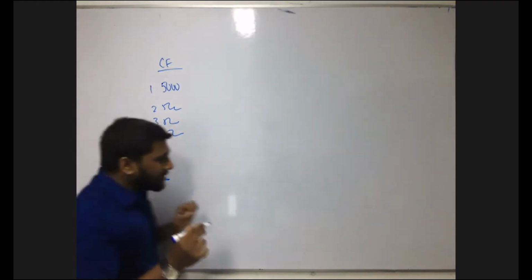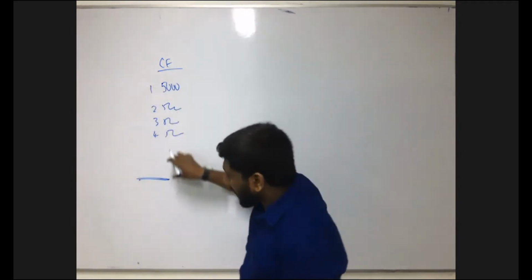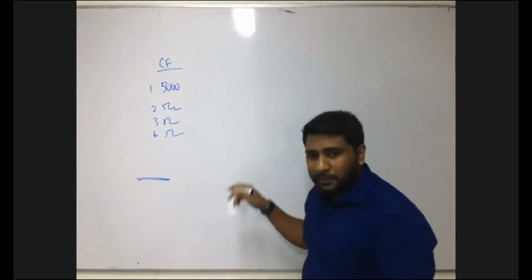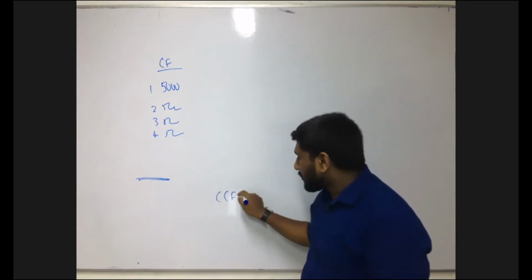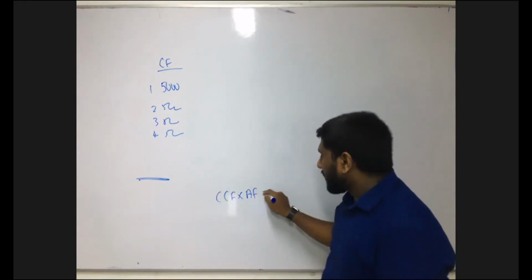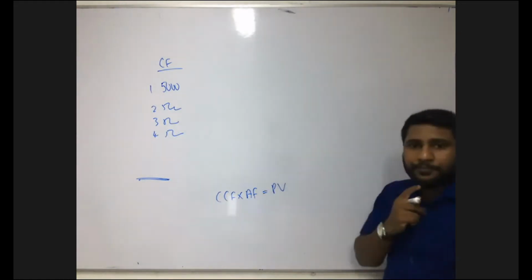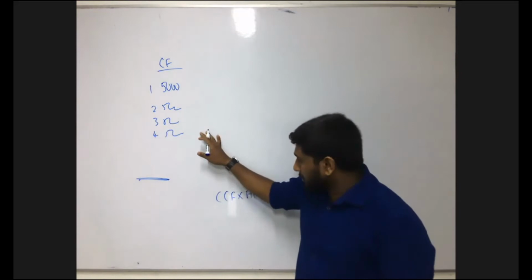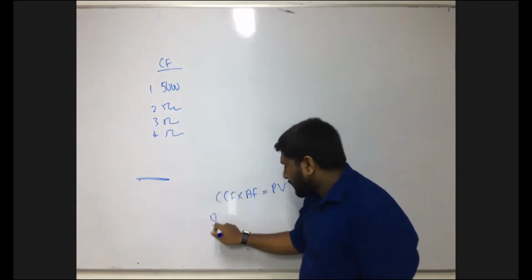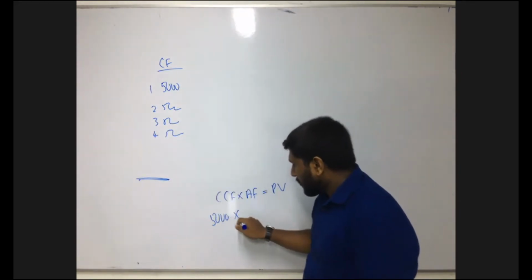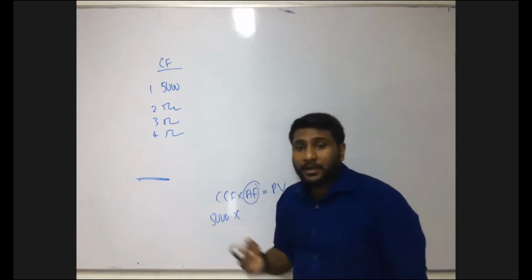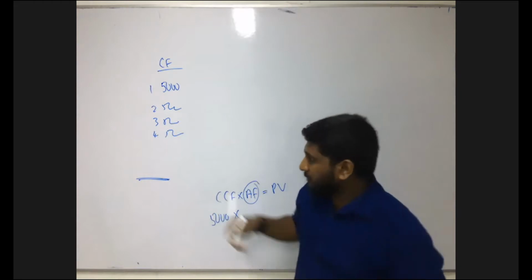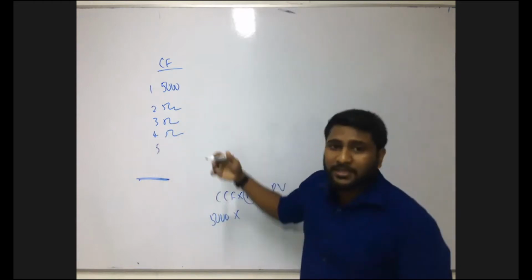Now we learned, guys, if your cash flows are the same like this, to find the present value, common cash flow into annuity factor will give you the present value. But in this one, the problem is that you know the common cash flow, which is 5,000, but to find the annuity factor, you don't know how many years it's going to be. If it is 5 years, you know to take the addition of the first 5 years.